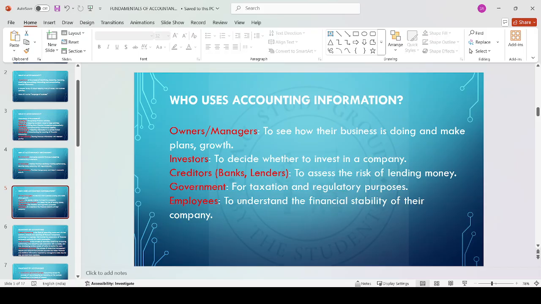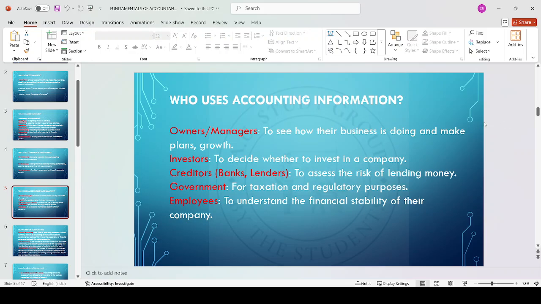And creditors, they can be banks or money lenders. When a business needs to borrow money, either from banks or from any other lenders, they use accounting information to assess the risk of lending. They want to be sure that the businesses can repay the loan, so they also use accounting information.